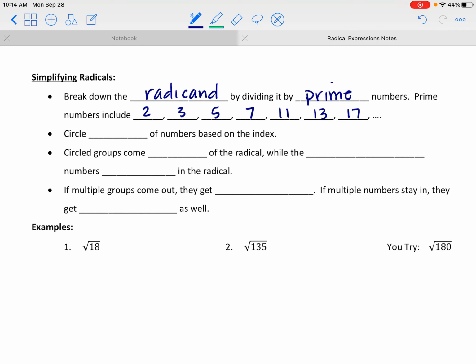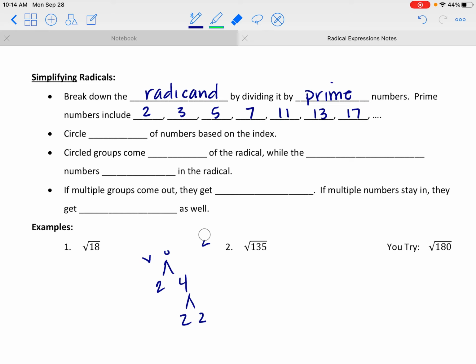Okay? So now, when we're breaking down the radical, if it's a square root, I showed you, circle pairs. But what if we had a cube root? Like, don't write this on your paper, but the cube root of 8 was 2, because that's 2 times 4, and another 2 times 2. Well, if it's a cube root, then we need a group of 3 of those numbers, right?